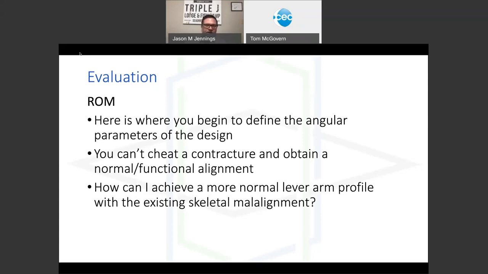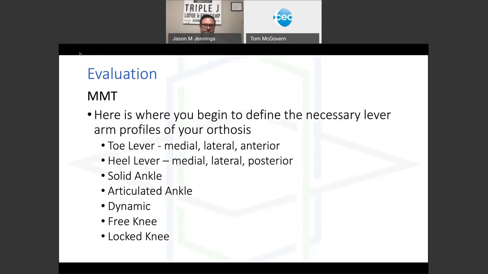It's not just about the range of motion at a specific joint, but it might be the range of motion at a specific joint in a specific alignment. For example, the dorsiflexion at the ankle might be neutral if the knee is bent, but it might be 10 degrees of plantar flexion if the knee is straight. So those are things you need to consider. And then how can I achieve a more normal lever arm profile while working with the existing skeletal malalignment? And we can talk a little bit about that as we move on.